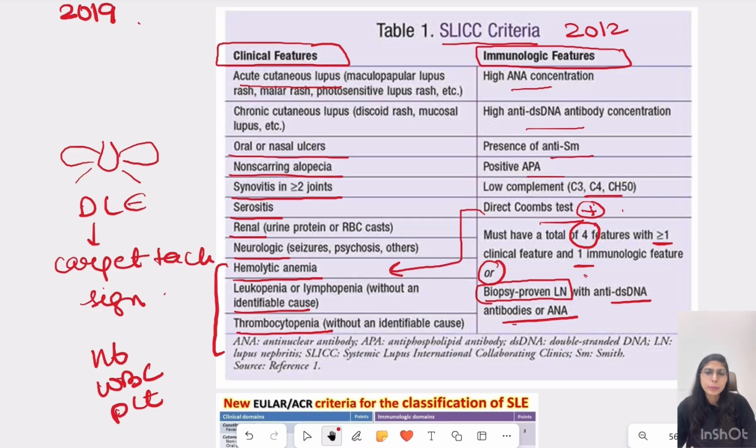So out of these clinical and immunological features, if there are 4 features, for example, if a patient has malar rash along with a positive ANA more than 1:80 concentration by immunofluorescence method, then by SLICC criteria, that patient becomes a patient of SLE. But this is not very specific, right? But this is highly sensitive. It doesn't miss out on a diagnosis. But it can give a false positive diagnosis to some patients. So that's where the specificity comes in. Specificity is all about false positives. Sensitivity is all about true positives, right? So this is how SLICC criteria goes.